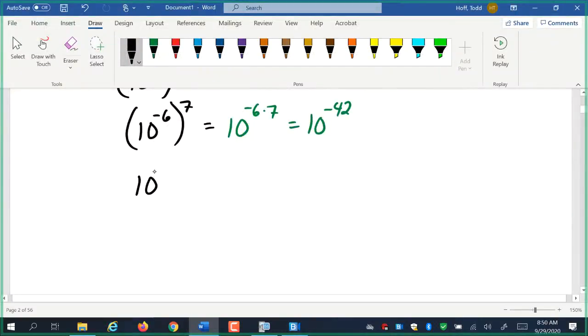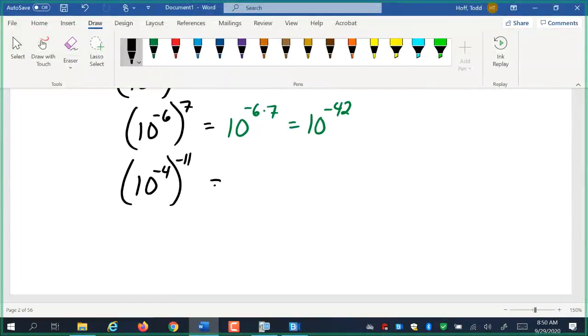Or I might have 10 to the negative 4, the power of negative 11. That's 10 to the negative 4 times negative 11. Negative 4 times negative 11. Remember, a negative times a negative is a positive. That's 10 to the 44th power. Well, let's combine some of these together.